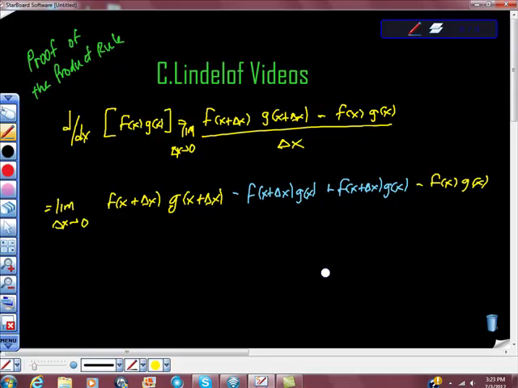We have to agree that d/dx of f(x)g(x) is equal to the limit as change of x approaches 0 of f(x plus change of x) times g(x plus change of x) minus f(x)g(x), over change of x. That's just definition stuff. But what I want to show you is this.